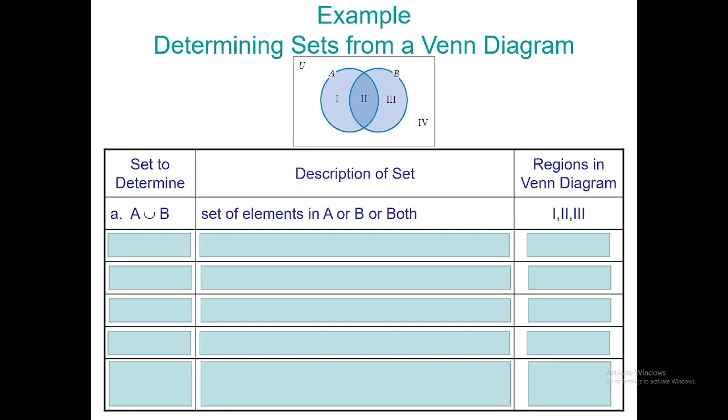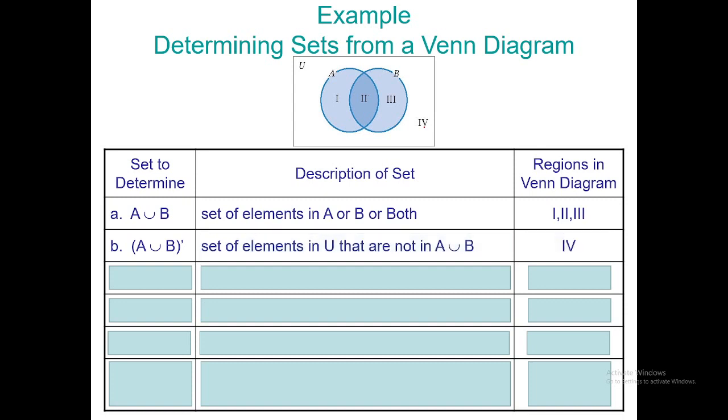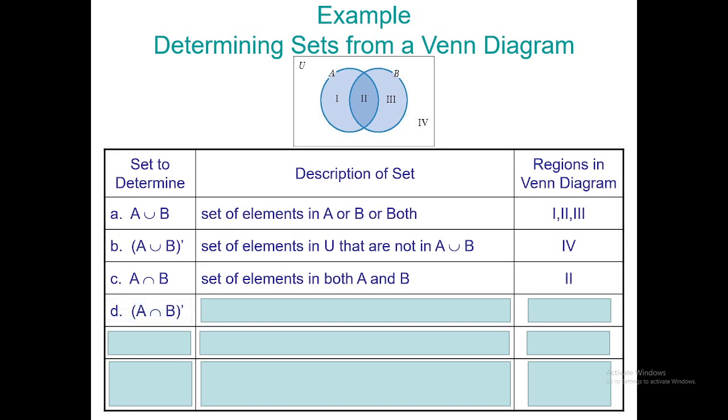That is union. When I say the complement of the union of A and B, what is the answer? What comes out? 4. That is the answer. If I'm going to have the intersection of A and B, what is the intersection of A and B? 2.